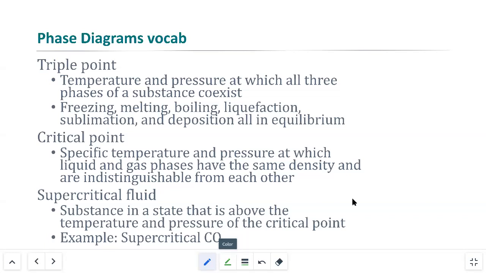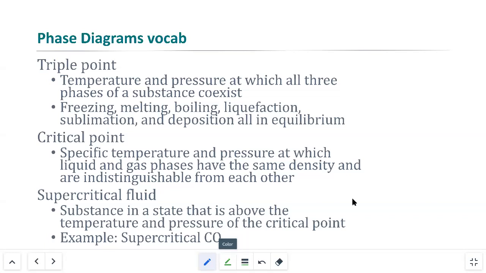You have liquid turning into gas. You have gas turning into solid. You have solid turning into liquid. All of the known phase changes are all happening at the same time at the triple point because not only are all 3 phases present, they're all in equilibrium with each other, meaning they're all in this constant state of conversion. So that's the triple point.